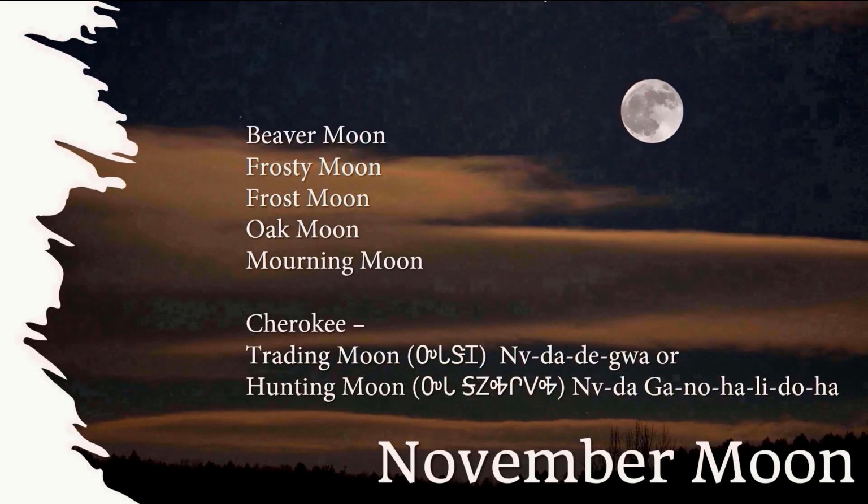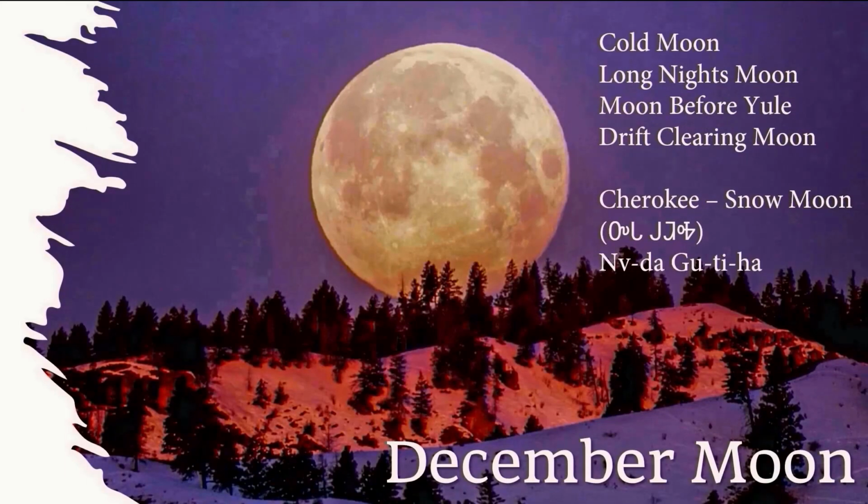There is disagreement over the origin of November's beaver moon name. Some say it comes from the Native Americans setting beaver traps during this month, while others say the name comes from the heavy activity of the beavers building their winter dams. Other names include frosty moon, frost moon, oak moon, morning moon, and because there are two different locations of the Cherokee tribes, one called it the trading moon, while another called it the hunting moon. The coming of winter earned December's full moon the name cold moon or long night's moon. Great festivals were attributed to this full moon, such as the Yule festival.